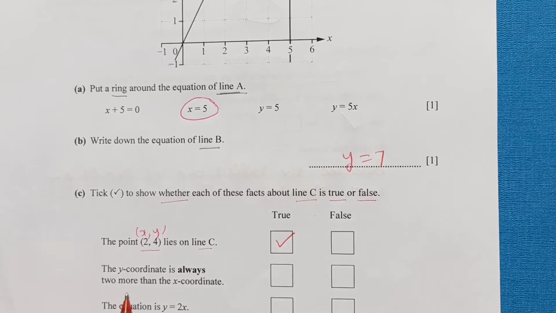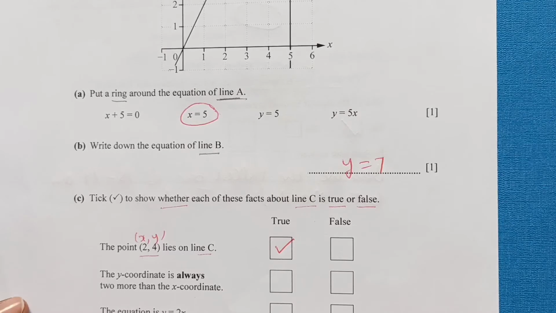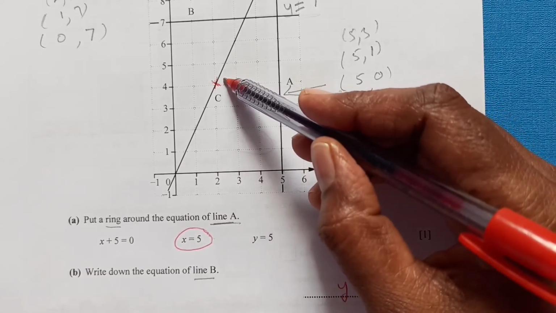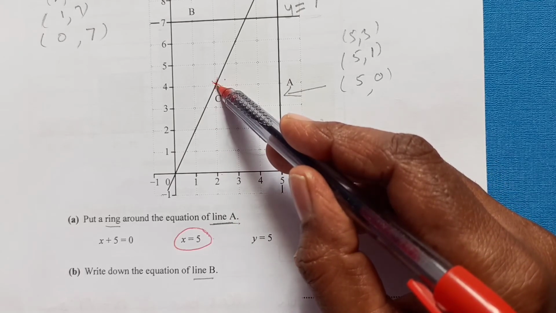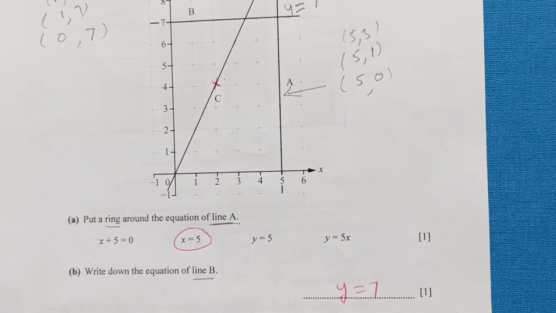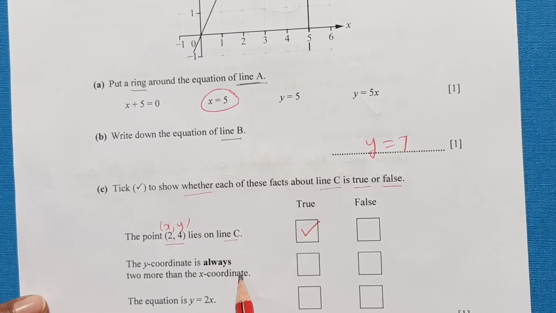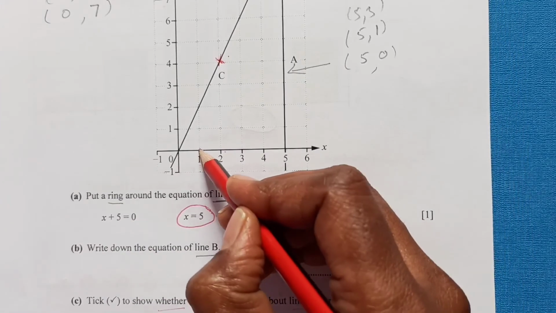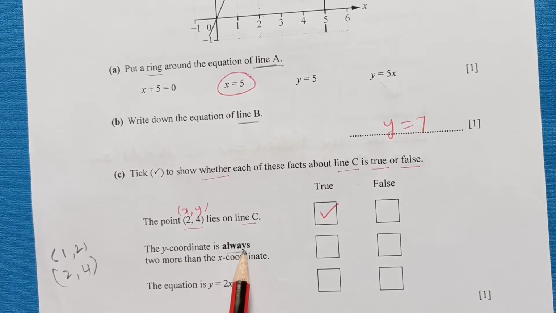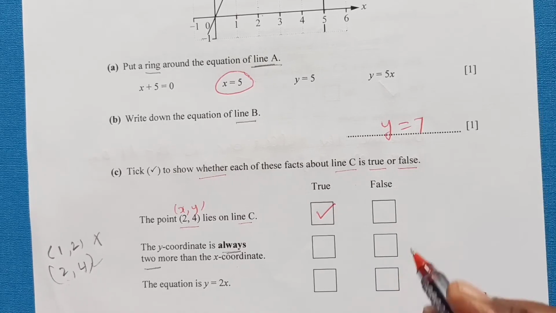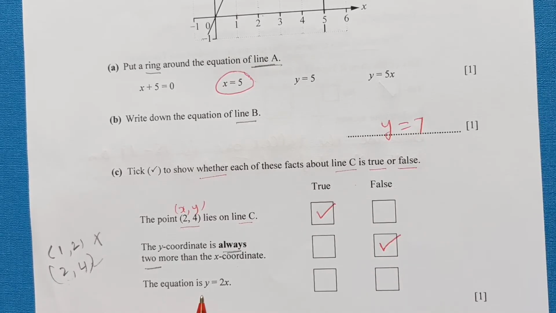Now second, the y coordinate is always 2 more than the x coordinate. For this line, if x is 1, y is 2. If x is 2, y is 4. But here you can see it's not 2 more: 1 and it is 2. Let me write it down to make this clear. For line C, if x is 1, y is 2, and if x is 2, y is 4. This statement says the y coordinate is always 2 more. It's 2 more here, but it's not 2 more here. So this statement is not always true, so it is false. The equation of the line is y equals 2x.